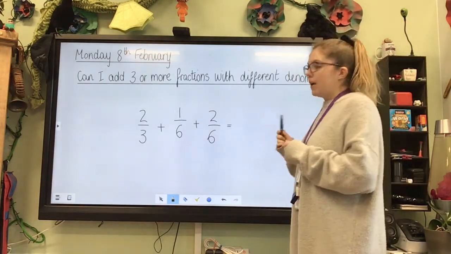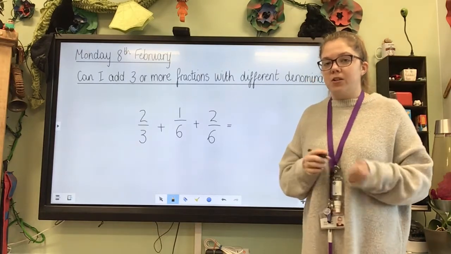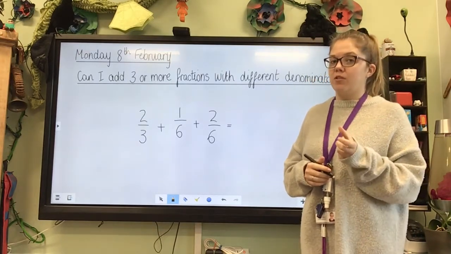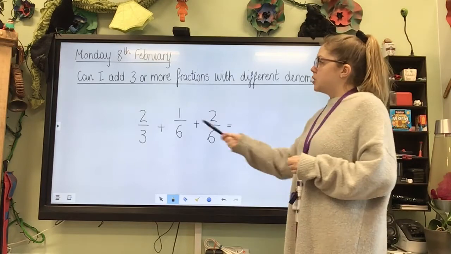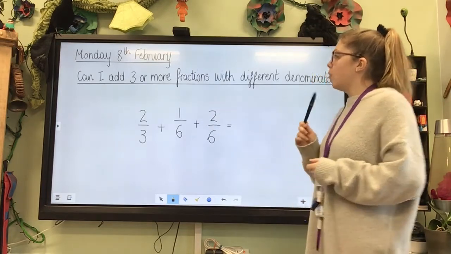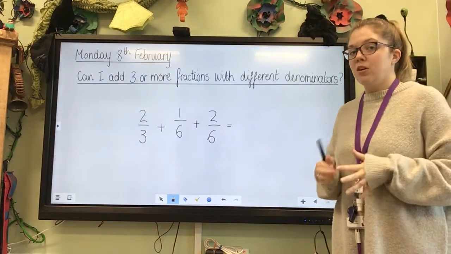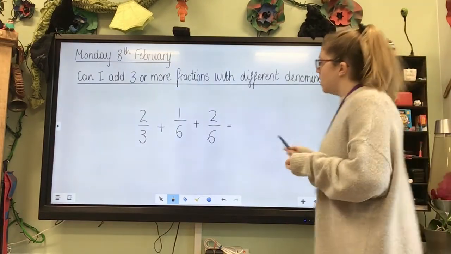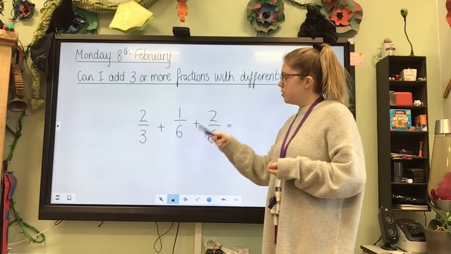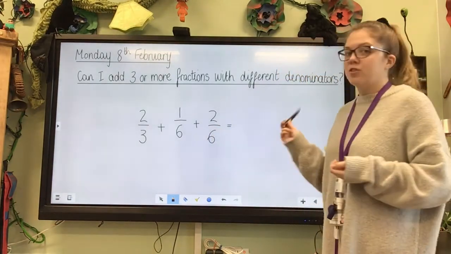And we are carrying on looking at adding fractions with different denominators like you did on Friday. And our learning question today: can I add 3 or more fractions with different denominators? So it's the same method, just with more fractions. So I've got the question on the board, 2/3 add 1/6 add 2/6.